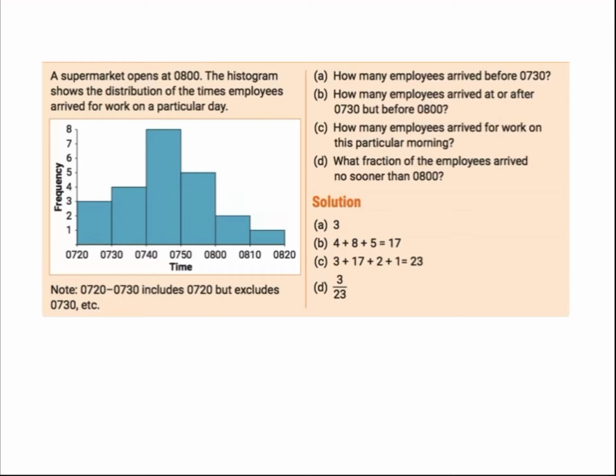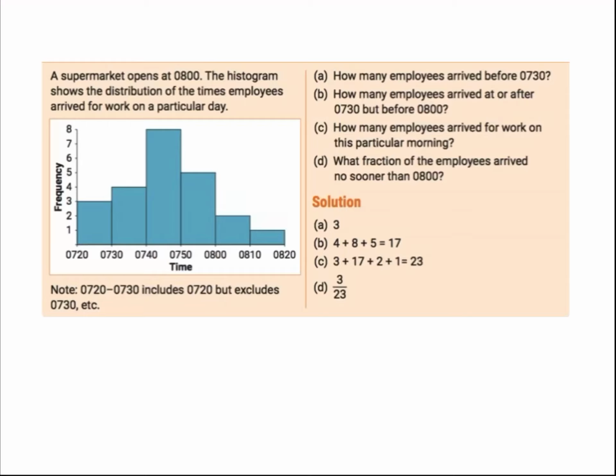If this is talking about a supermarket opening at 8 and the times that the employees arrive, then I can see that the most common time, the time that most people arrive, is between 7:40 and 7:50. The reason why is that's the highest frequency on this graph. The lowest frequency is the last one because it's the smallest bar. So 8:10 to 8:20 is the time when the fewest people arrive between 7:20 and 8:20, because that means that they're going to be late.